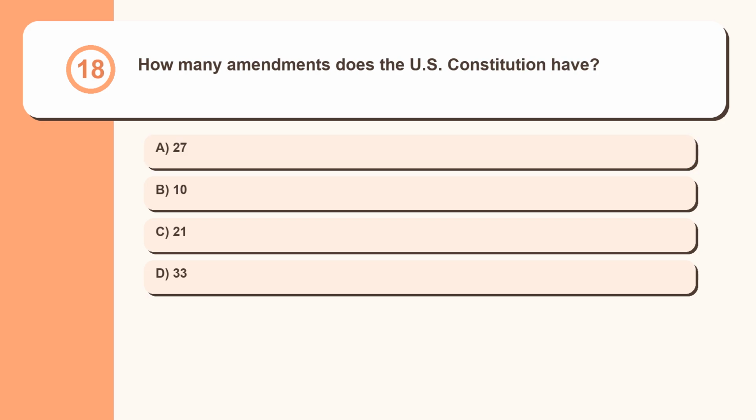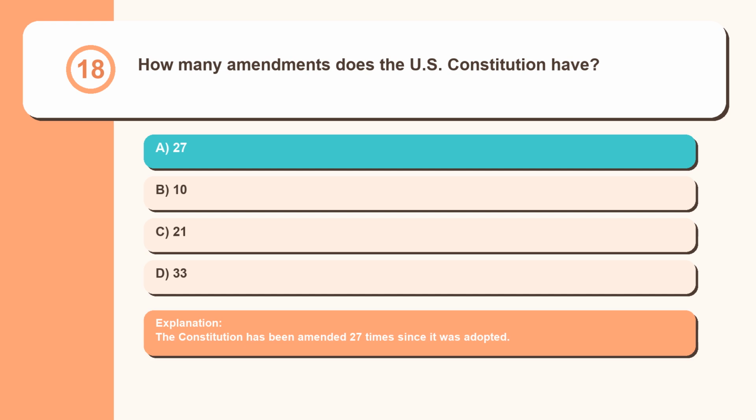Question 18. How many amendments does the U.S. Constitution have? 27, 10, 21, 33. The Constitution has been amended 27 times since it was adopted.